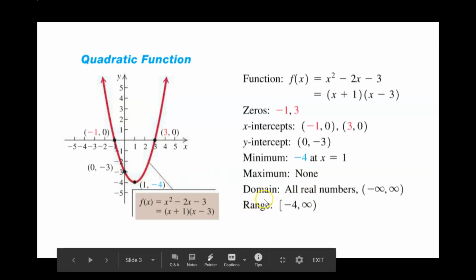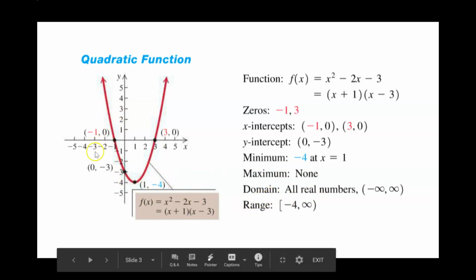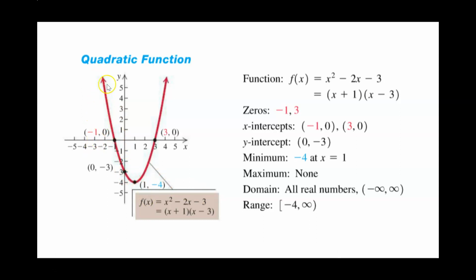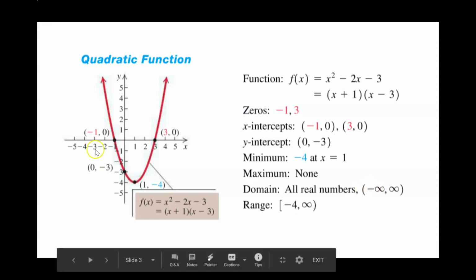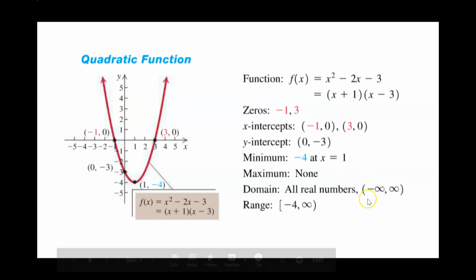Domain. So how far left does this graph go? It kind of stops right at the negative 3 marker here, but because of these little arrows, it continues in this direction forever. So that's why we have negative infinity. And then how far right does it go? It goes all the way in this direction to positive infinity also.